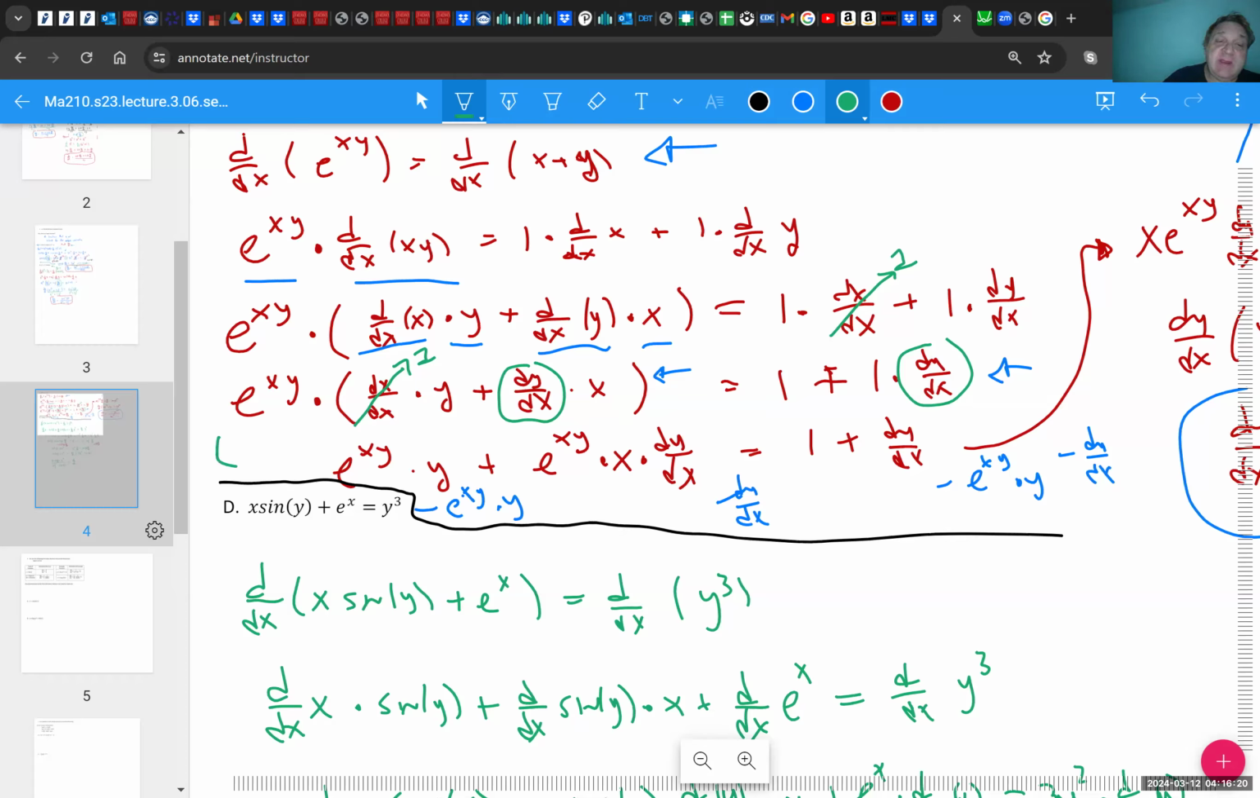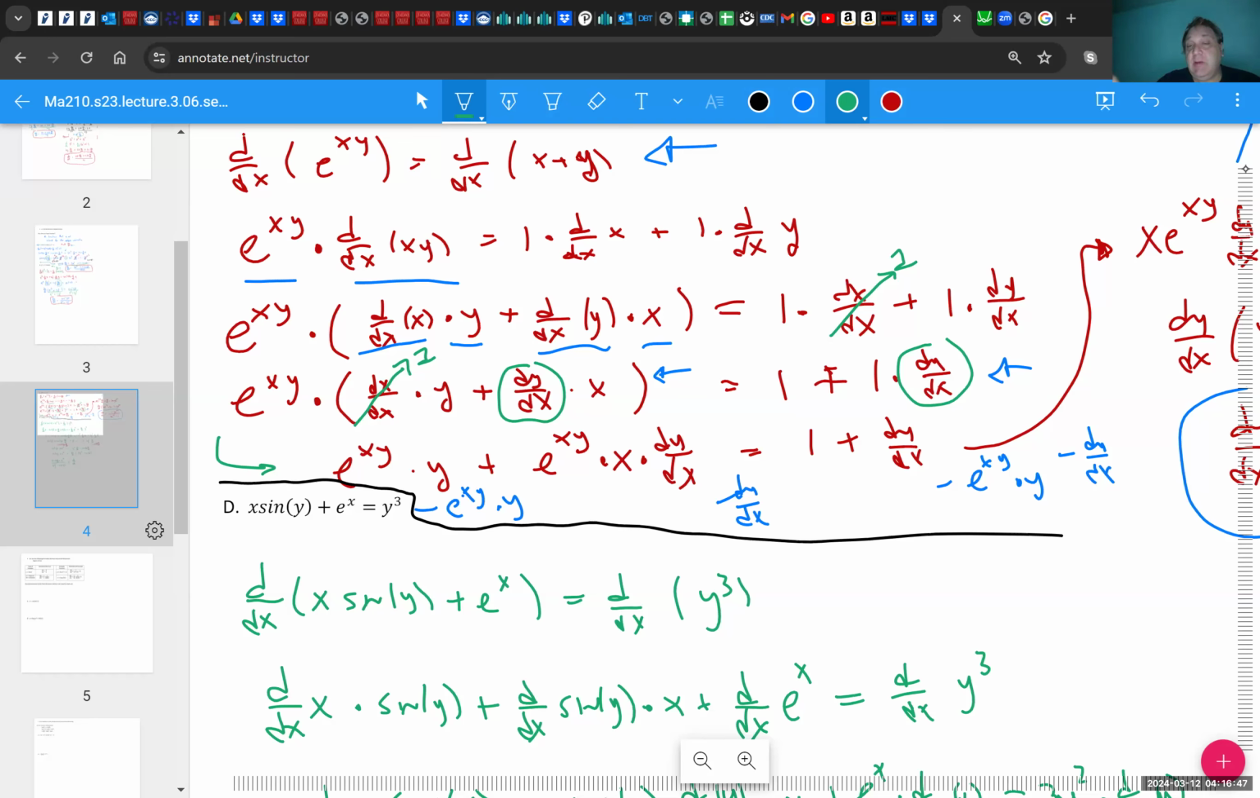I multiplied things out on the left-hand side. I got e to the xy times the first part, which is y, and then e to the xy times the second part, which is x times dy dx. Yeah, I just wrote them in different order. Just, I guess in habit, I wrote the letters together and the derivative afterwards. On the right-hand side, I just have 1 plus dy dx. I kind of ran out of room, so I had to go to the next column.